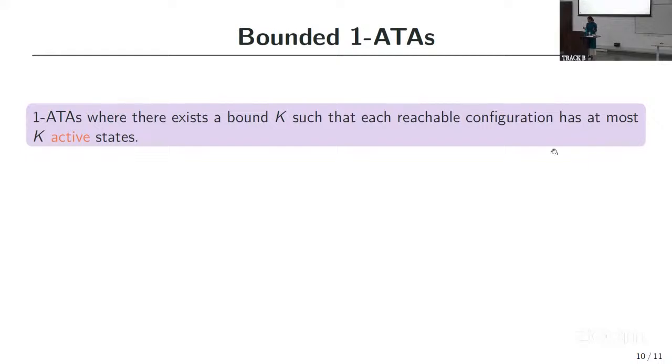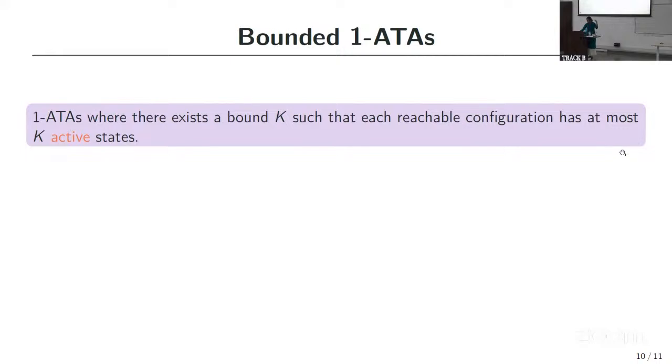We basically bound the number of active states each reachable configuration can have. I say active because it is possible for a configuration to have a lot of states whose clock is deactivated. The active states are something which we need to actively store in our zone. So this is something we are interested in.